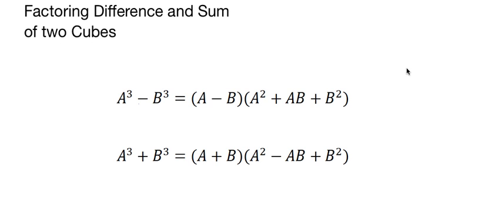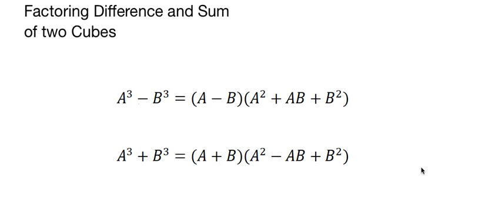This video is about factoring the difference and sum of two cubes. Turns out the difference of two cubes and the sum of two cubes are factorable. A cubed minus b cubed factors as a minus b times a squared plus ab plus b squared. A cubed plus b cubed factors as a plus b times a squared minus a times b plus b squared.